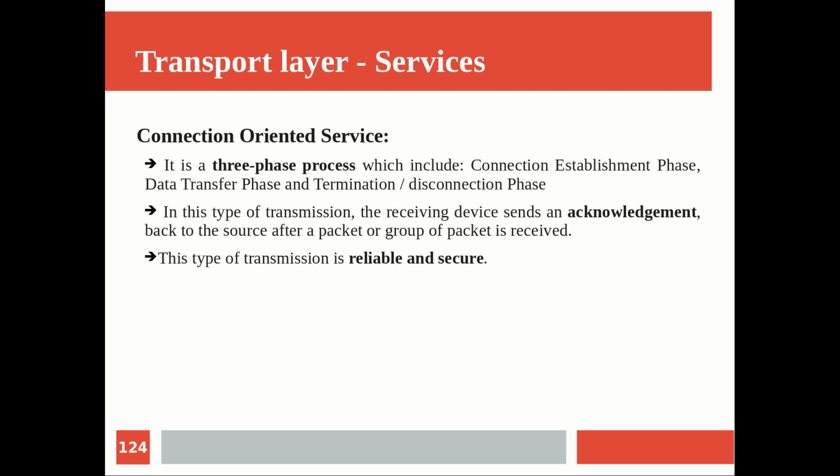So in this type of communication or transmission, the receiving device sends that acknowledgement. That concept is here only, like I already told you. So that makes the communication reliable and secure. If there is no acknowledgement, retransmission will be there. The acknowledgement goes back to the source after a packet or a group of packets is received. Accordingly, we have independent acknowledgement and cumulative acknowledgement.